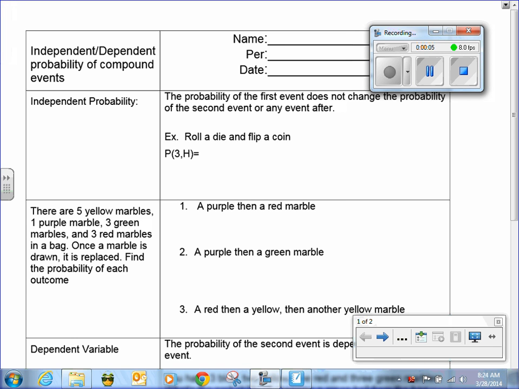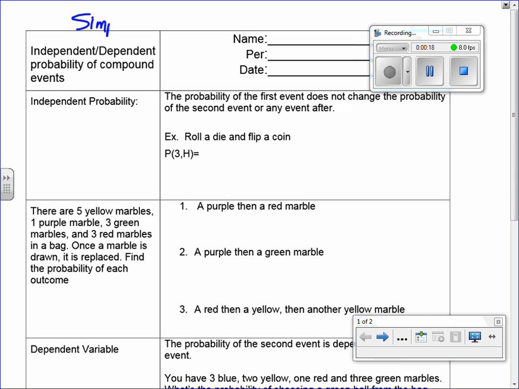Okay, today what we're going to talk about is independent and dependent probability of compound events. So let's make sure that we understand. A simple event, write this on top, a simple event is just like what we were talking about in class today, rolling a die. The probability of getting a 5 when you roll a number die is going to be 1 out of 6. That's what we call a simple event. It's only one event occurring.